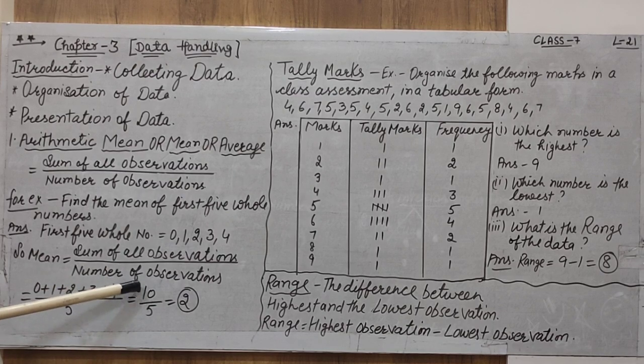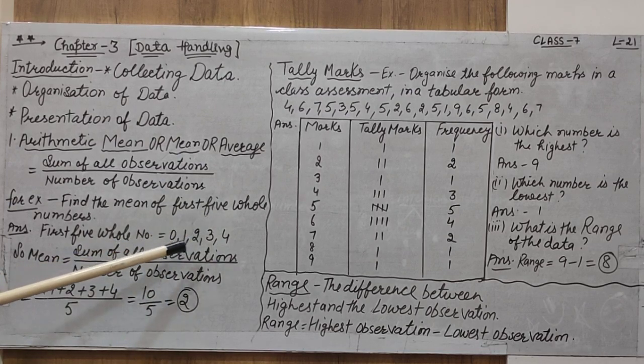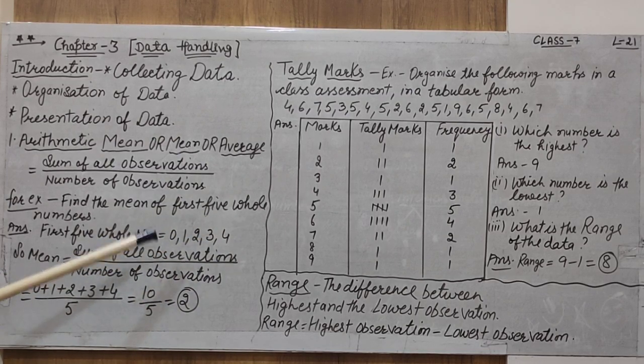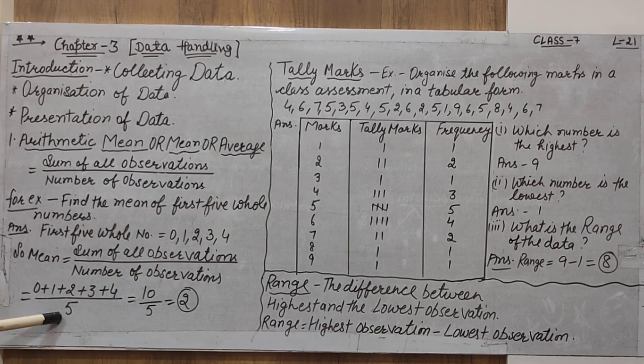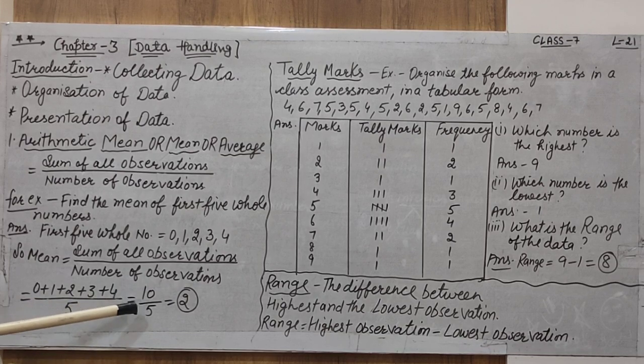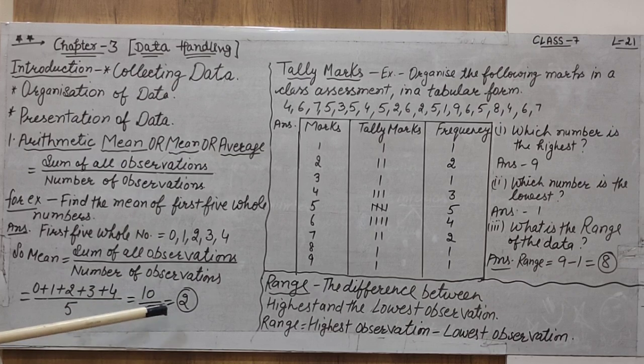Next, divide by the number of observations. How many observations have we used? Only 5 whole numbers. So the count of these numbers is 5, so use 5 in the denominator. The total sum of these observations, 0 plus 1 plus 2 plus 3 plus 4, is equal to 10. So 10 divided by 5, and 5 cancels out 10 to give 2.